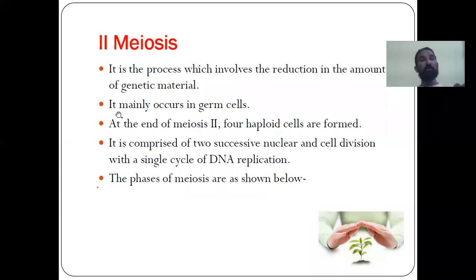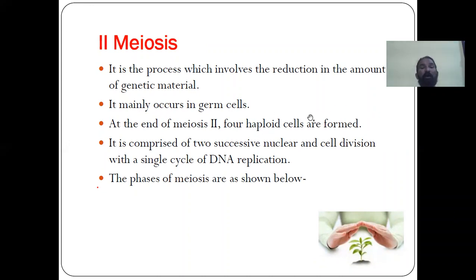Here it mainly concerns germ cells. Germ cells are nothing but reproductive cells. The germ cells are mainly involved in the meiosis process, and at the end of meiosis, four haploid cells are formed. When we studied mitosis, one cell produced only two daughter cells, but in meiosis, when the process is completed, four haploid cells are formed.